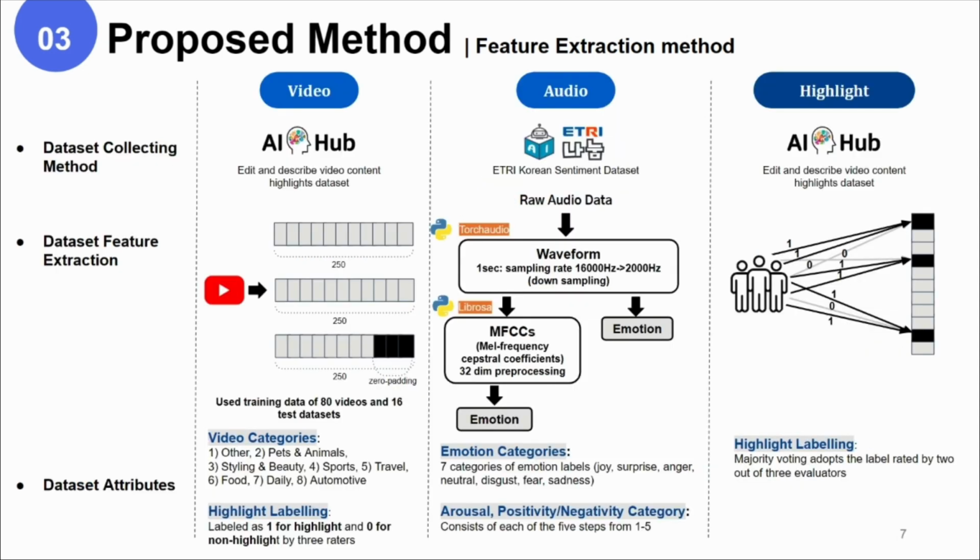In the dataset collecting step to train the ViT model for highlight detection, we used the YouTube video dataset from AI Hub, and for audio, we used the Korean sentiment dataset to train the wav2vec model. In the feature extraction step, we used 250 seconds of video frame data to train the model and zero-padded the gaps. Waveform or MFCC processing was used to create emotion features. Highlight labeling was created with majority voting.